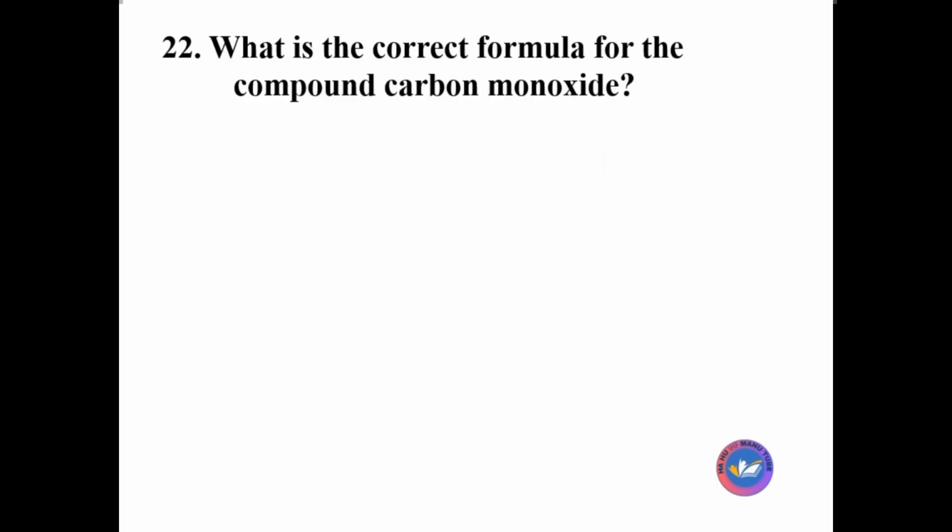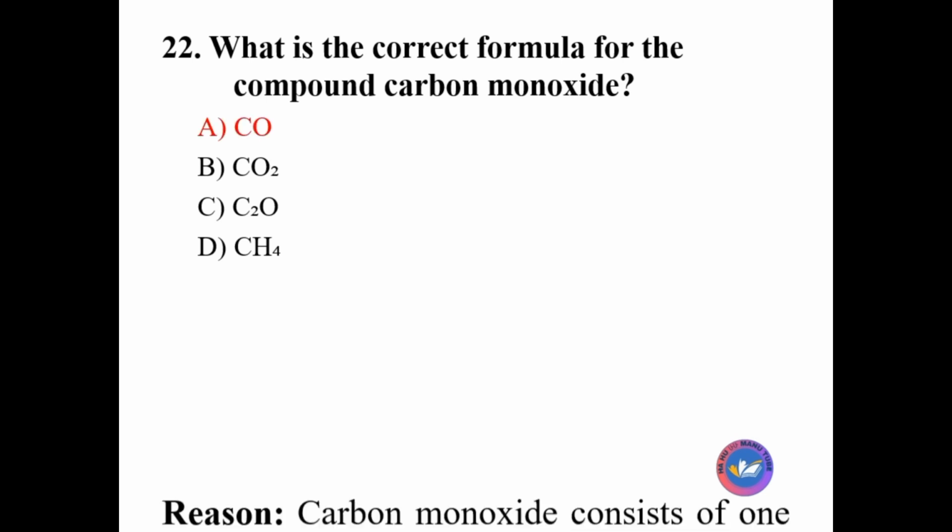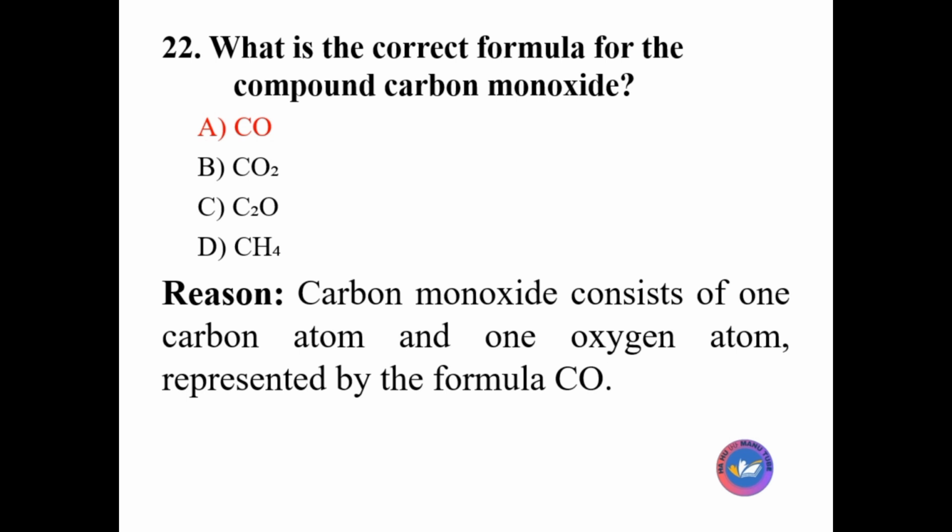Question number 22. What is the correct formula for the compound carbon monoxide? A. CO, B. CO2, C. C2O, D. CH4. The answer will be CO. Carbon monoxide consists of one carbon atom and one oxygen atom, represented by the formula CO.